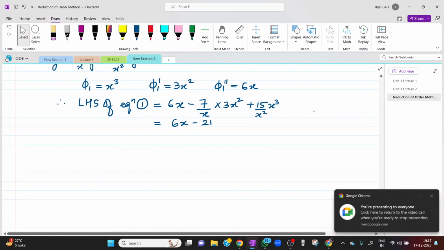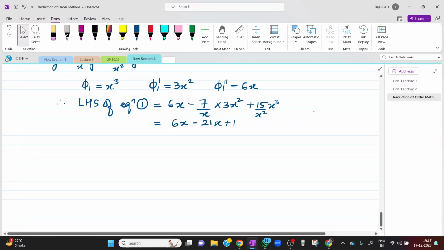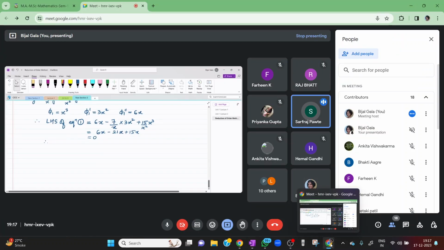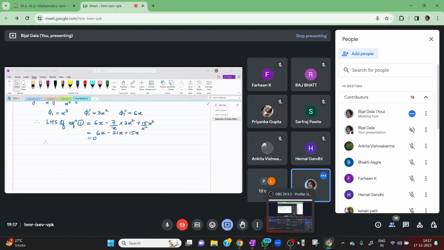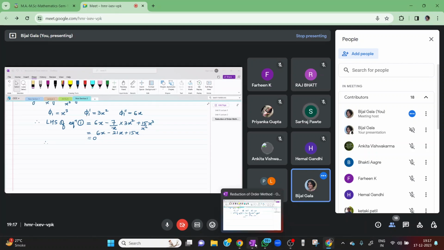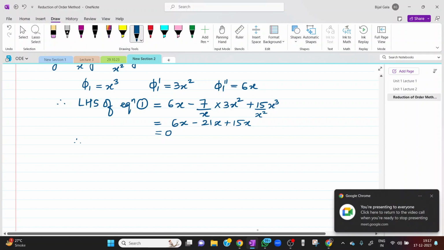Fine. Minus 21x plus this is going to be 15x. So this is going to be 0. Sarfaraz, please stay on mute. Okay, therefore we claim that phi 1 is a solution. Phi 1 is a solution.